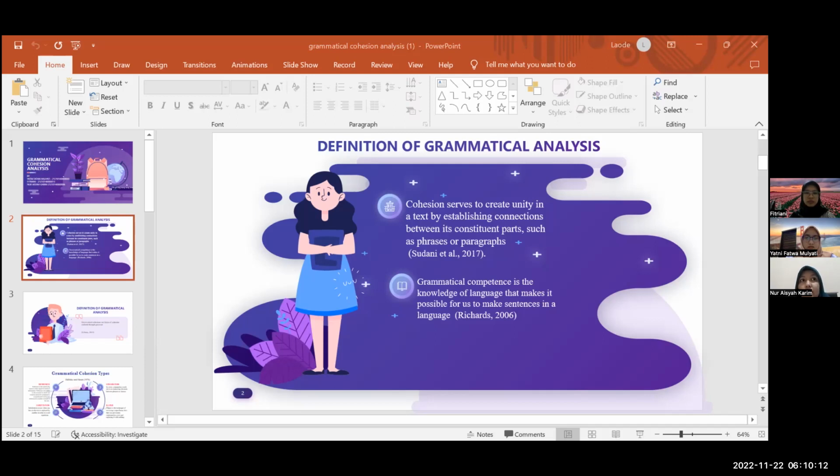In order to be considered cohesive, a text must have elements that are consistent with one another and provide significant meaning to the readers. And then, according to Richards, 2006, grammatical competence is the knowledge of a language that makes it possible for us to make sentences in a language.